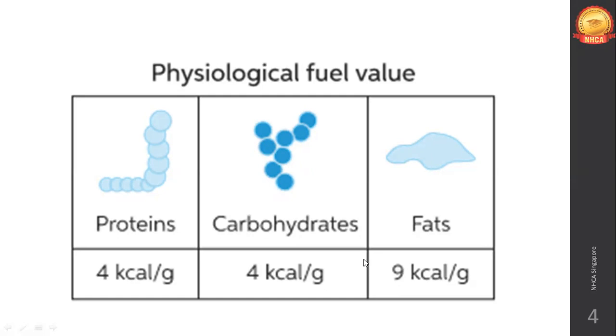Physiological fuel value and heat of combustion is the main difference here. Heat of combustion is what you measure outside the human body when you are checking, if you oxidize this particular source of food, how many calories you will get. But within the human body, systems are slightly different. You have to consider a certain amount of food that will be lost in digestion.